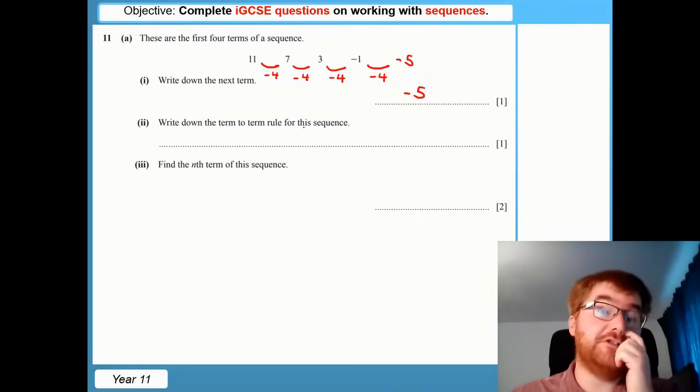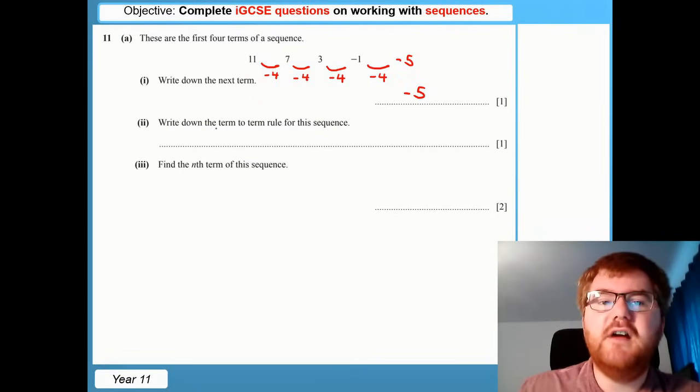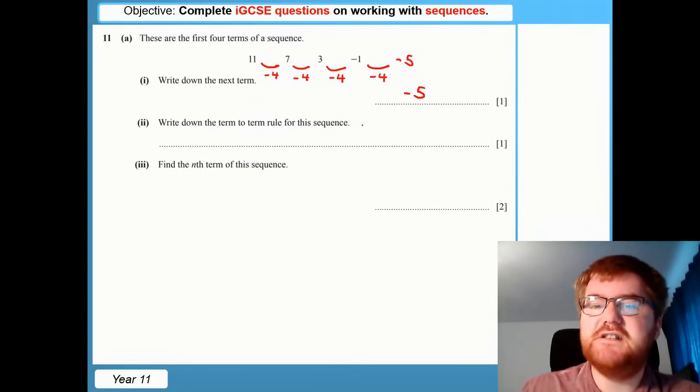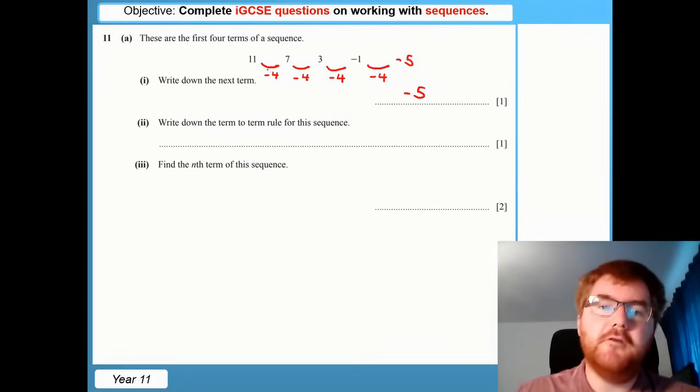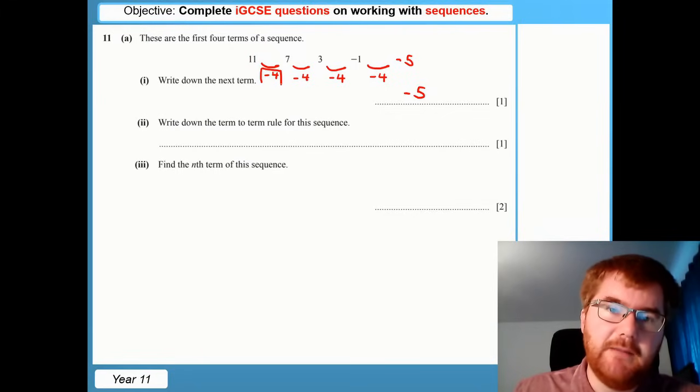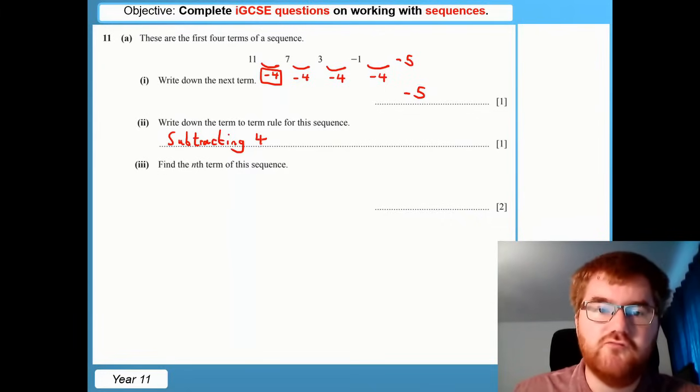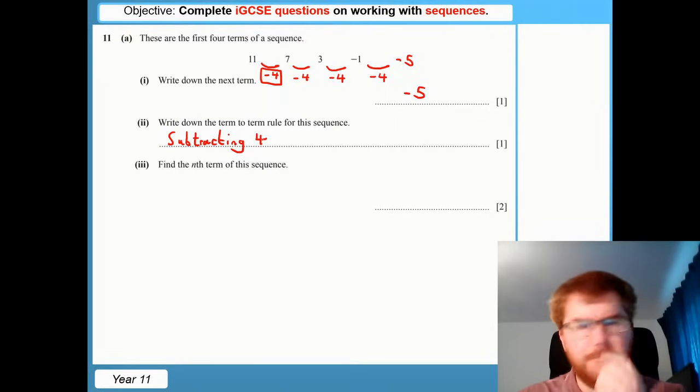And this is an interesting question. I haven't seen many like this. So write down the term-to-term rule for the sequence. So all they're asking for is what's happening each time. So all I need to do is write down that we are subtracting 4. That is what's known as the term-to-term rule, just subtracting 4.